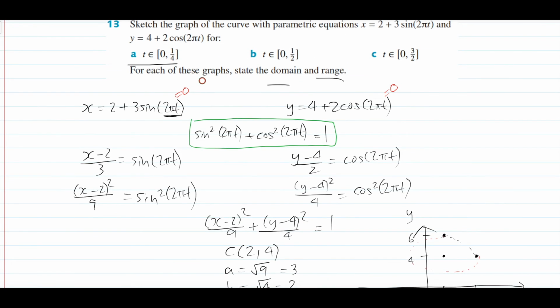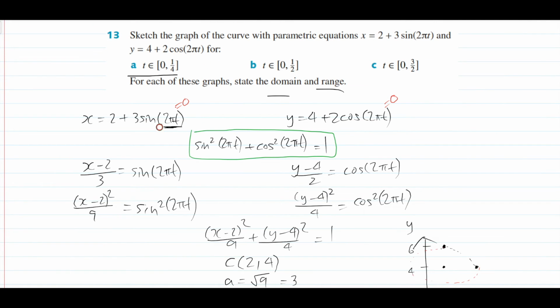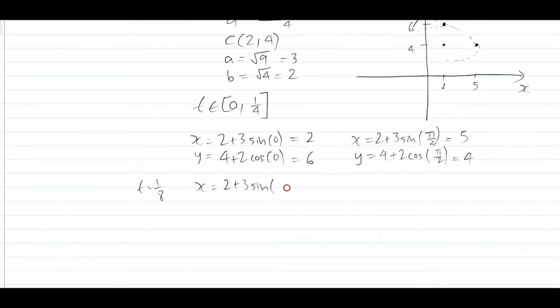If you sub in 1 on 8, we get right here. So 1 on 8 times 2 is 1 on 4, 1 on 4 pi. So that's pi on 4. And do the same thing for y. Y is 4 plus 2 cos pi on 4. Alright. Okay, so sine pi on 4 is 1 over root 2. That is 2 plus 3 on root 2. If you expand it, same thing, 4 plus 2 on root 2. You can simplify that, but we know it is in the first quadrant because 2 plus a positive number gives us a positive number. Same thing with the 4.